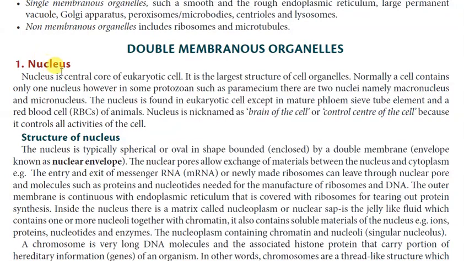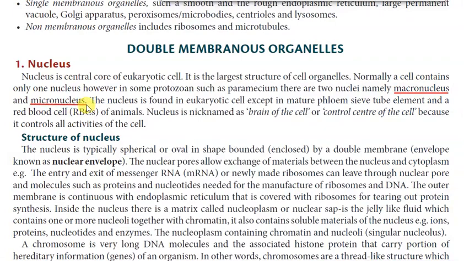The nucleus is the center core of the eukaryotic cell, so it is the largest structure of the cell organelles. Normally, a cell contains one nucleus. However, in some protozoa, such as Paramecium, there are two nuclei, namely the macronucleus and the micronucleus. Macro means the bigger one, and micro means the smaller one.